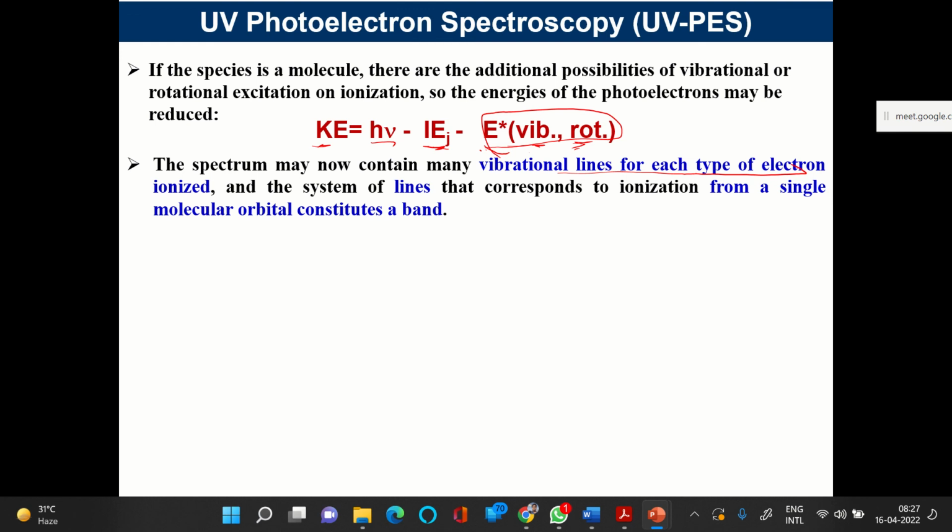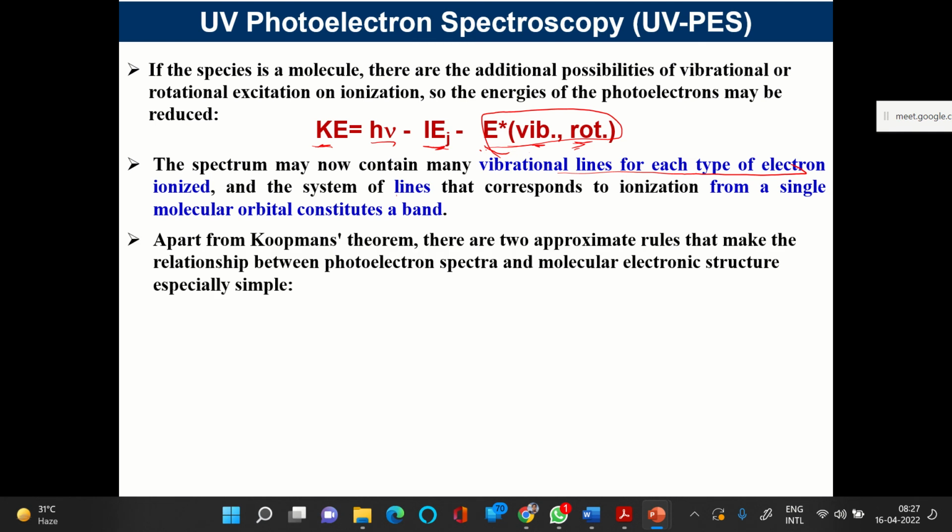So we get a band, we get several lines depending on, at the instant when the electron was taken away, at what vibrational energy and at what rotational energy the molecule was. Accordingly the kinetic energy will be affected, and you will get a wavy pattern, and several lines will appear around a main peak position. So that is what we analyze minutely.